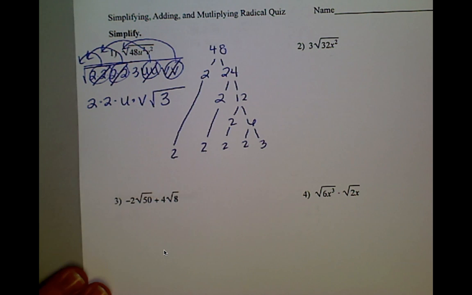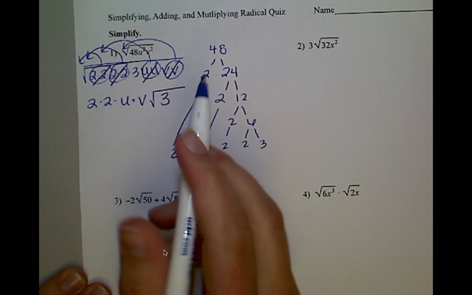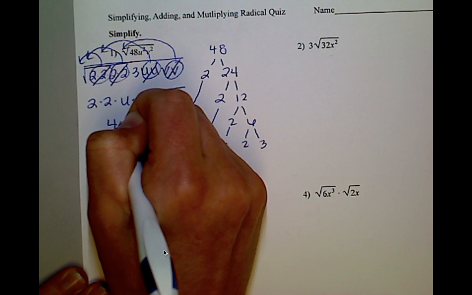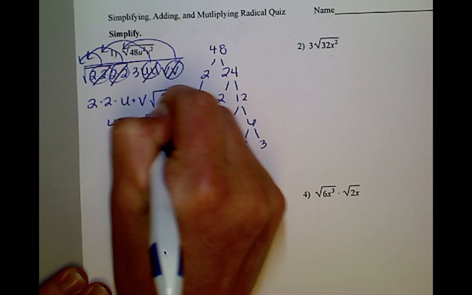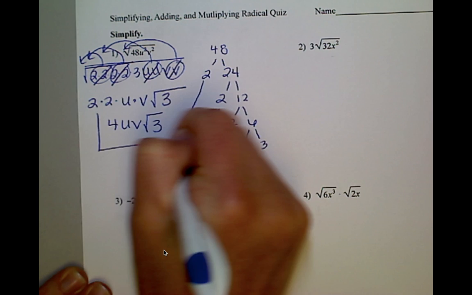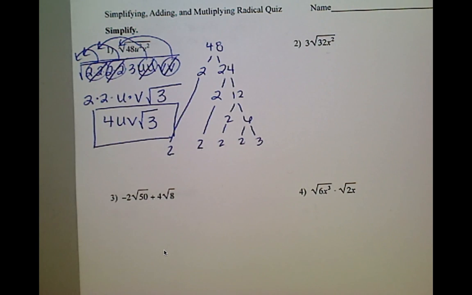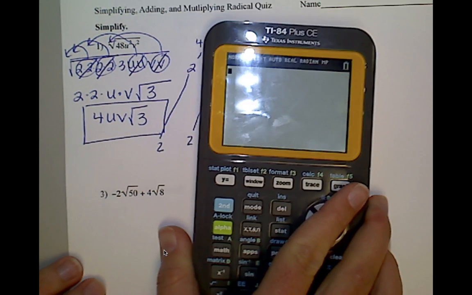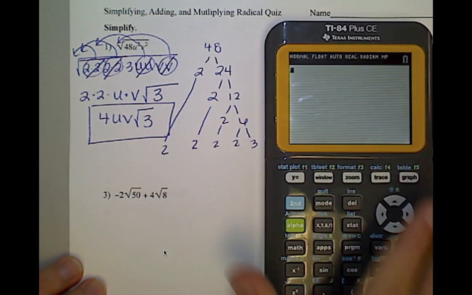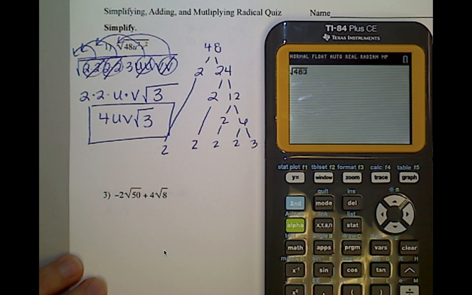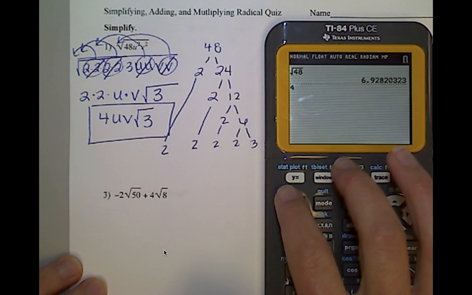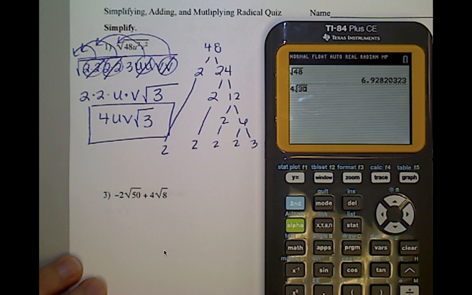So now we just got to clean up the outside. 2 times 2 is 4. So you have 4UV on the square root of 3. That had been your answer for number 1. Okay, if you want to check the numbers, you can't check the variables, but you can check the numbers. In your calculator, square root of 48. Let's see if it's the same thing as 4 on the square root of 3. And that's the same thing. So you can check the numbers, you just can't check the variables in your calculator.